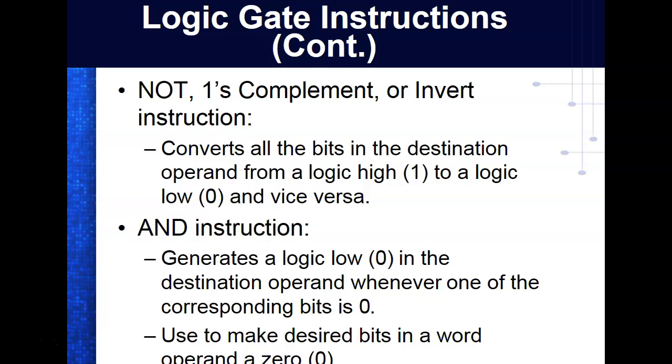The AND generates a logic 0 in the destination operand whenever there is a 0 in the corresponding bit. So by the way, we call these masks. So if I came over and had this 16-bit number, 1, 2, 3, 4, 5, 6, 7, 8, 9, 10, 11, 12, 13, 14, 15, 16. And then I came up here and did this, we call it a mask because literally what I'm doing is I'm covering up bits.